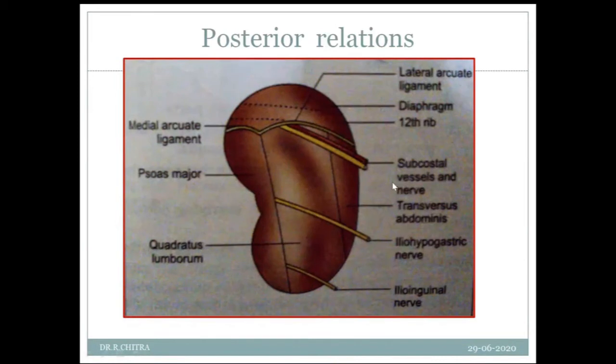So the posterior surface relations of both kidneys are the same. So you should note this point. Anterior relations of both kidneys will differ on the right side and left side. But posterior relations of the kidneys are the same for both kidneys.